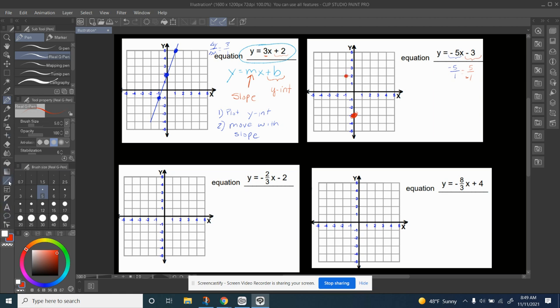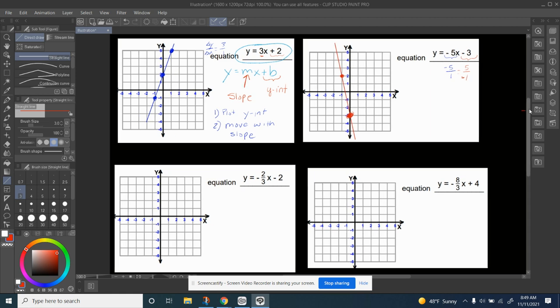And I realize that I'm probably going to run out of room. So what I'm going to do is graph this as is, noticing that it is a downward slope. So it's moving in a negative fashion. And it is negative 5 over 1.